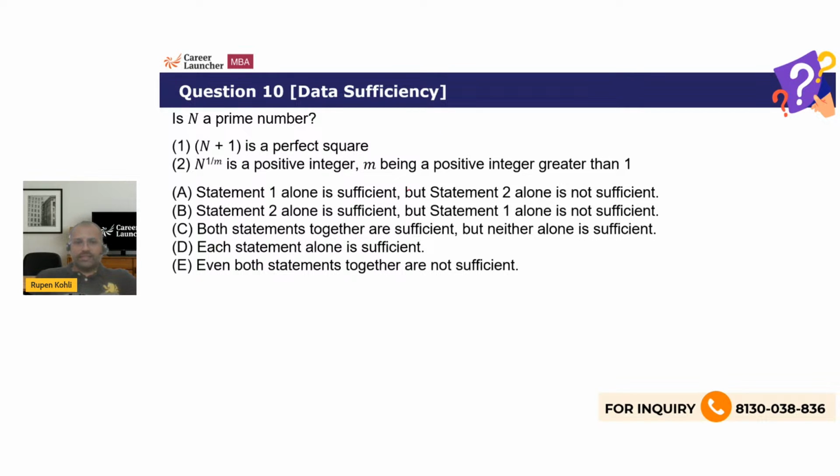Okay, so let's see. Is n a prime number? How can you know? Statement 1: n plus 1 is a perfect square. So n plus 1 could be taking what kind of values? Both are contradicting, as it can be only 3.